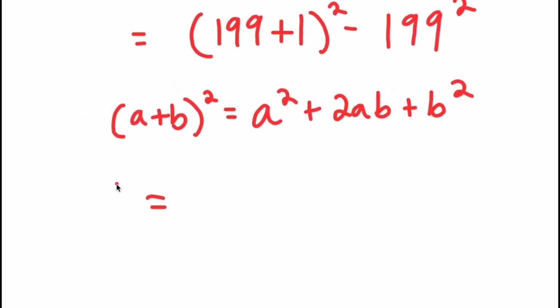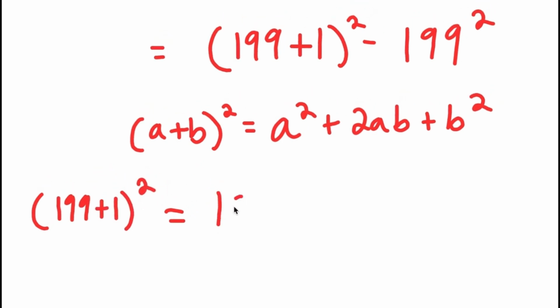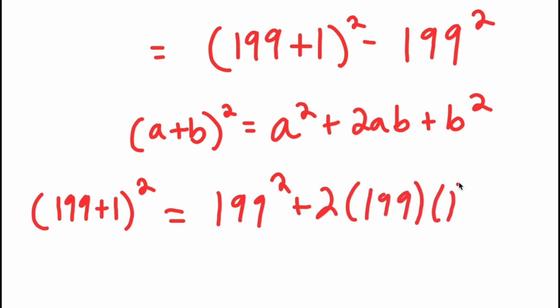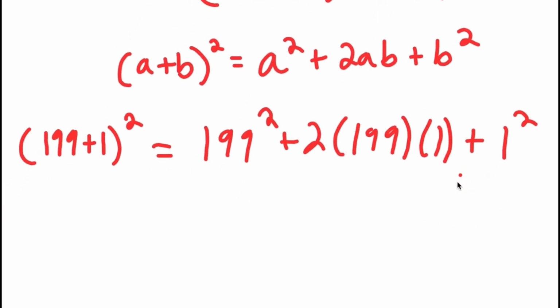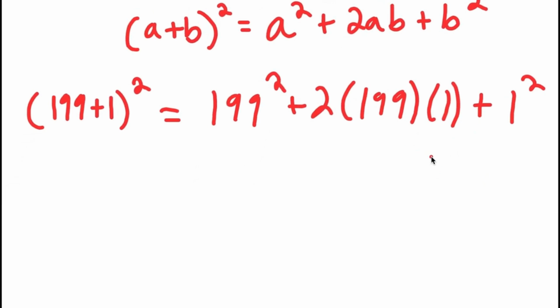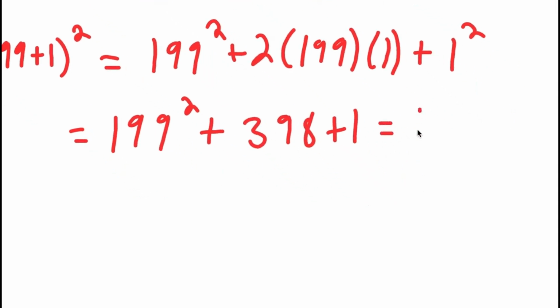Now this means that 199 plus 1 squared should equal 199 squared plus 2 times 199 times 1 plus 1 squared. And this is equal to 199 squared plus 398 plus 1, which is equal to 199 squared plus 399.